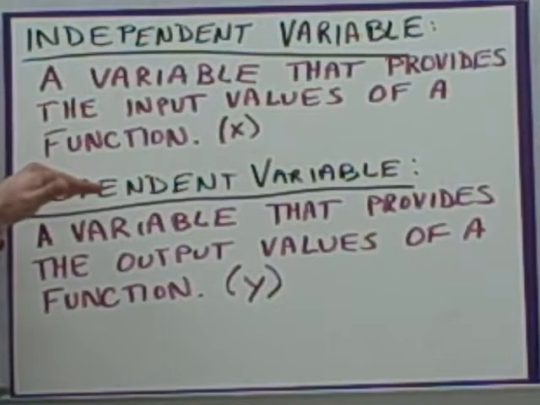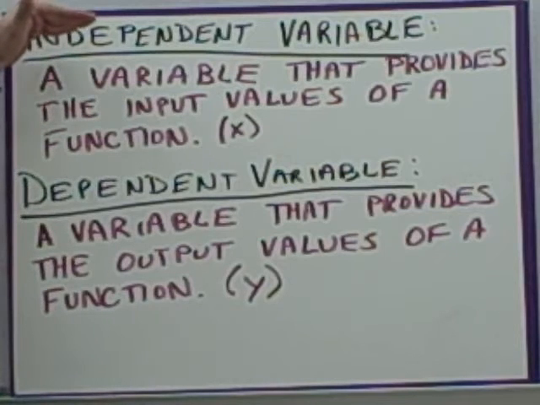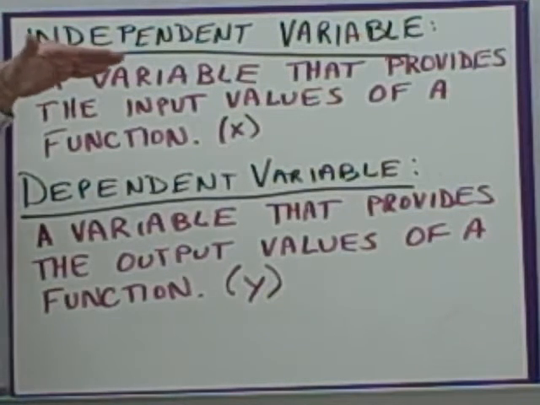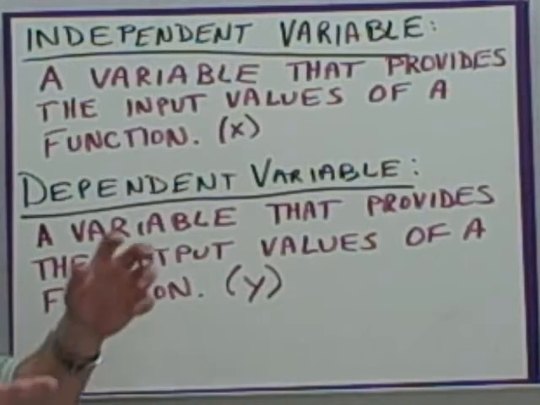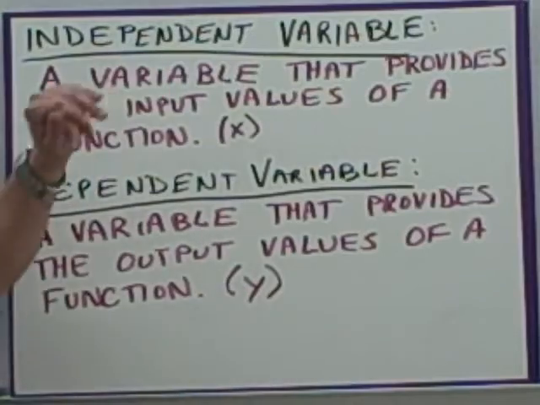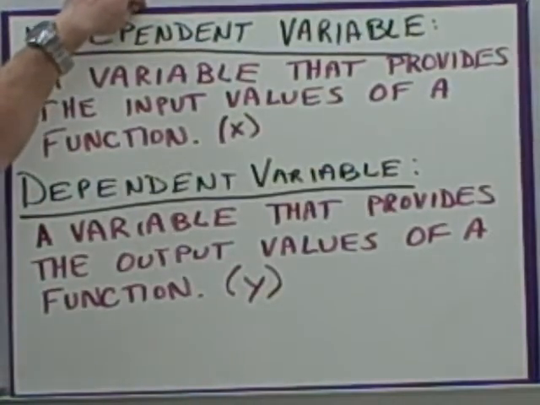The dependent variables depend on the independent variables. The independent variables are the ones that you get to choose. The dependent variables are the ones that are a result of multiplying, adding, subtracting, or dividing something with the independent variable.